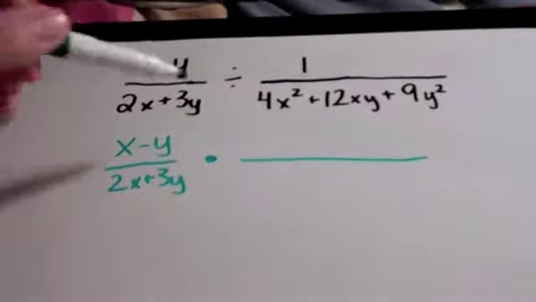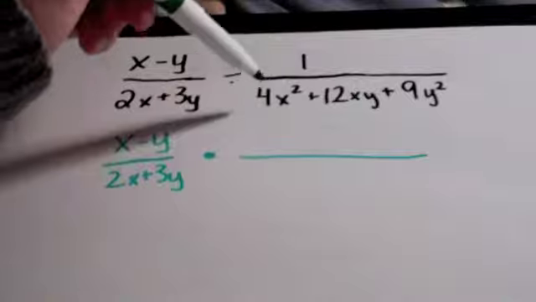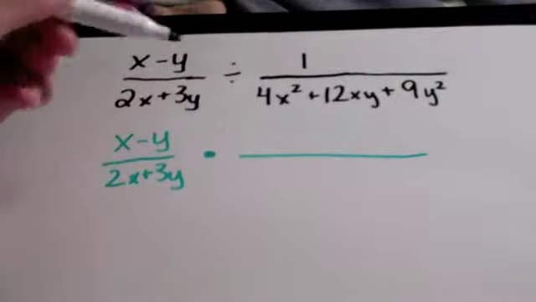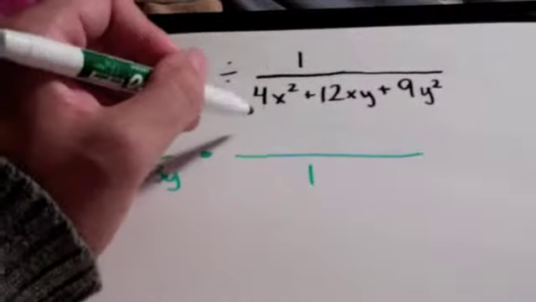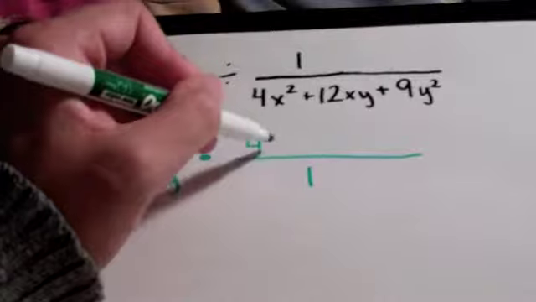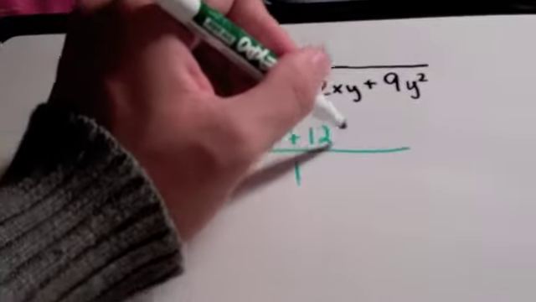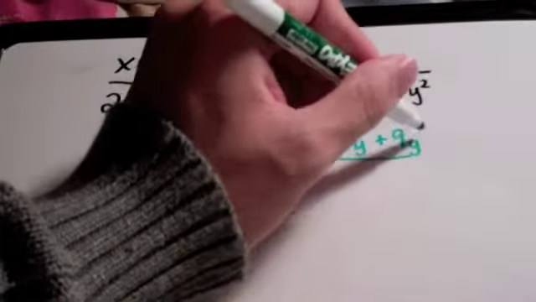And now to get the reciprocal, all we do is take the second term and flip what was in the denominator, put it in the numerator, and put what was in the numerator into the denominator. So the 1 was in the numerator, so now it'll be in the denominator. And now this will be for x squared plus 12xy plus 9y squared.